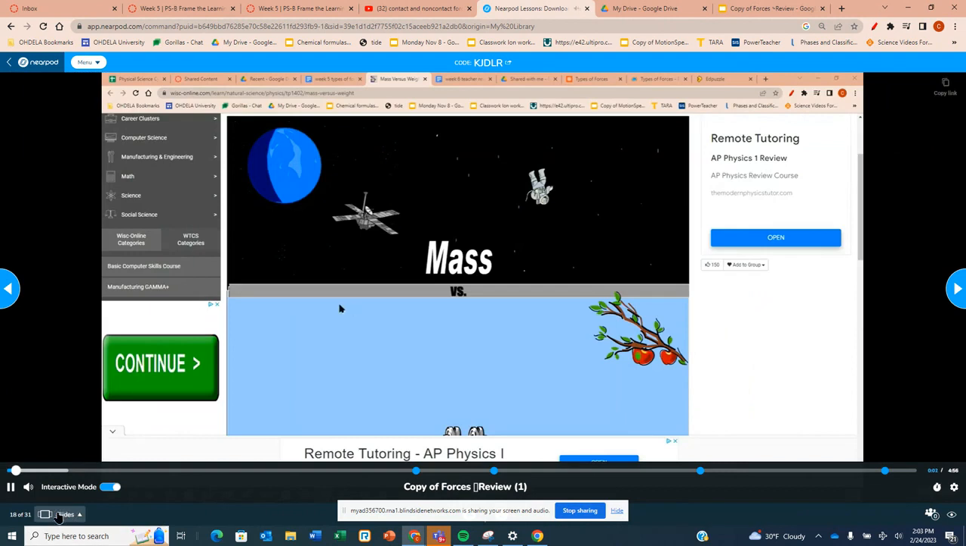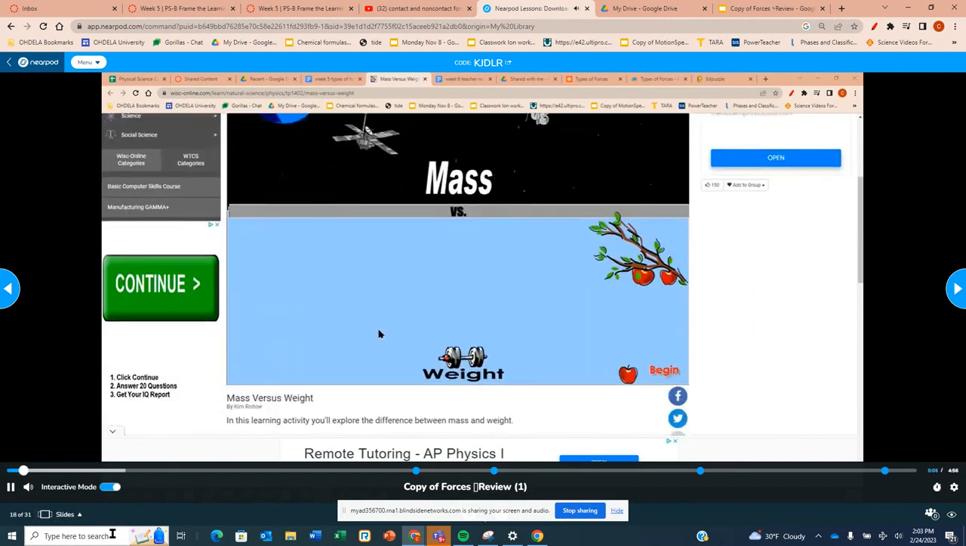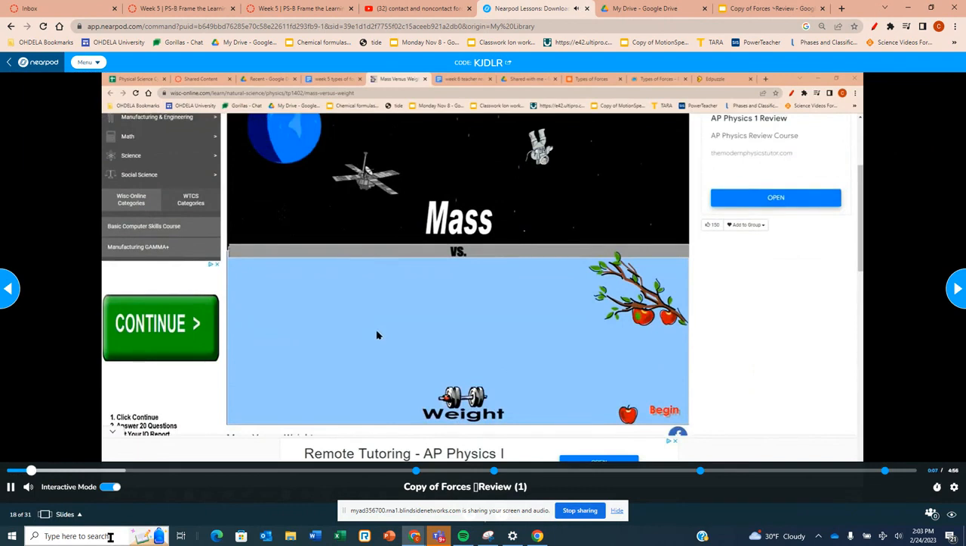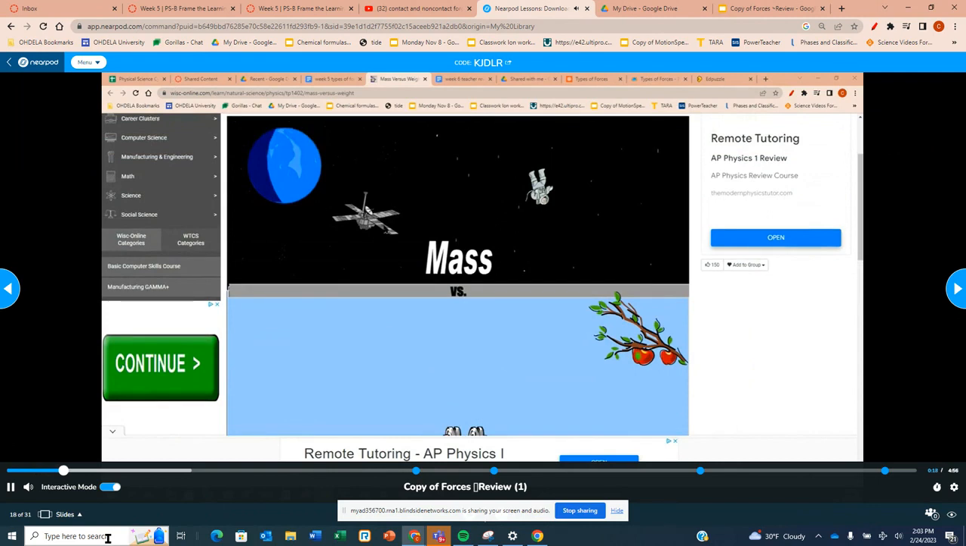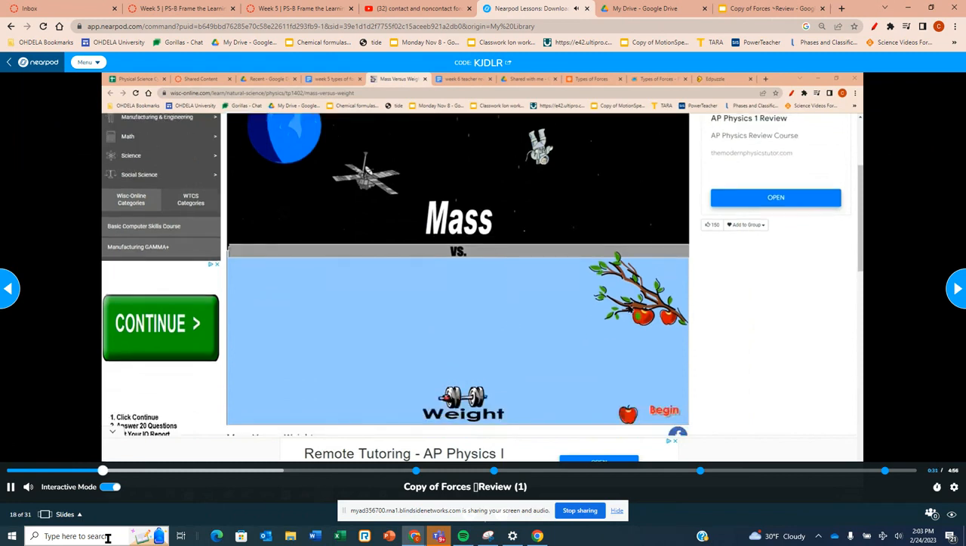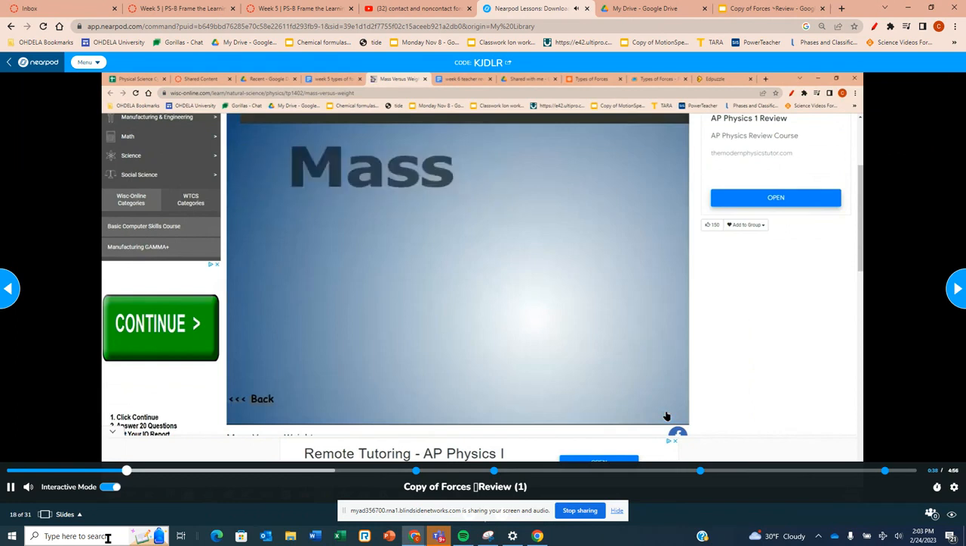Okay, so this is a tutorial on mass versus weight. I will read this through. You can see from this, we have the planet Earth and some satellite and a space walk gone awry, a person floating out in space. And then down here, we see an apple and a weight. So let's click on begin here.